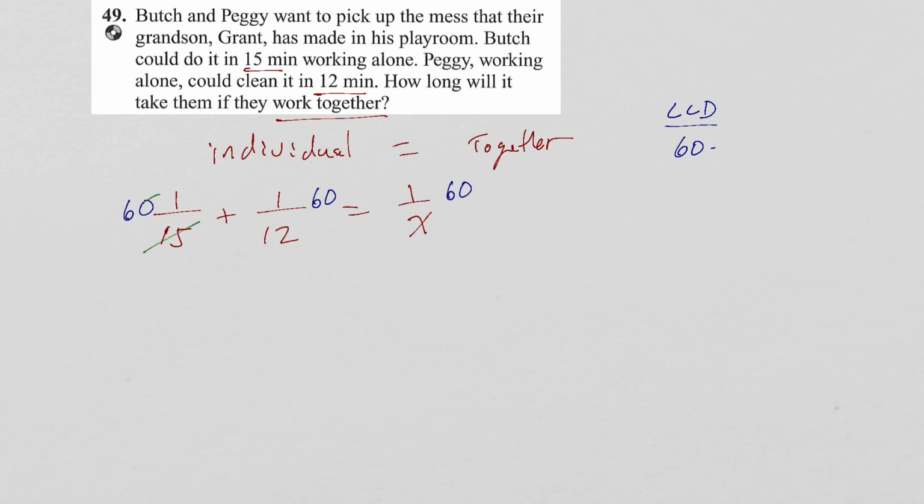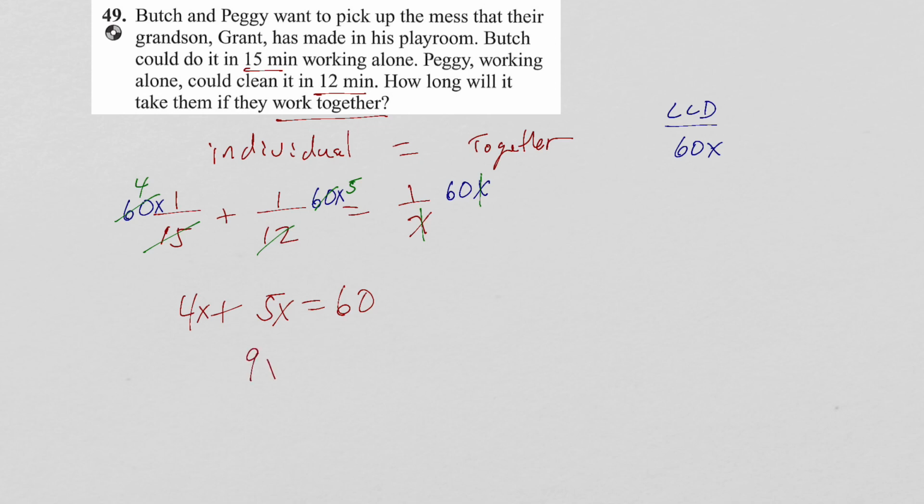Anyway, 15 goes into 60 4 times, so we have 4 plus 12 goes into 60 5 times, so we have 5 equals, the LCD is 60x because I also have an x in the denominator. So I have to multiply everything by 60x. So I get a 4x and a 5x. Okay, and I'm multiplying by 60x. So now the x's cancel, and this is going to be equal to 60.